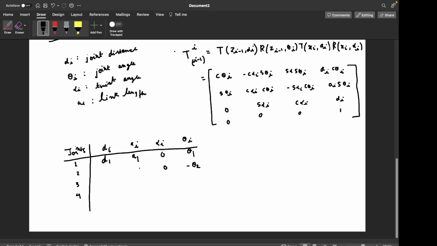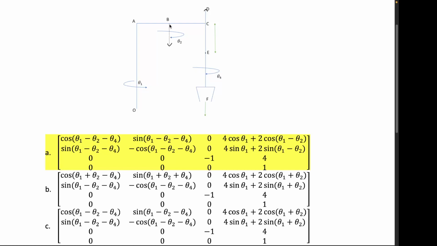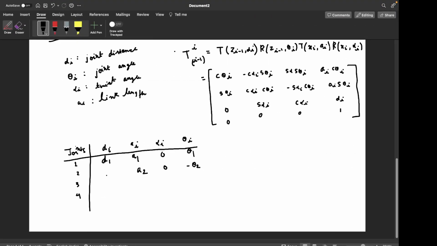Okay, and d is again the distance between the origin and the point where xi and zi intersect, basically. The zi is in this direction, right? And the common normal is in this direction. So the intersection point and origin point are both here. So this distance is 0.